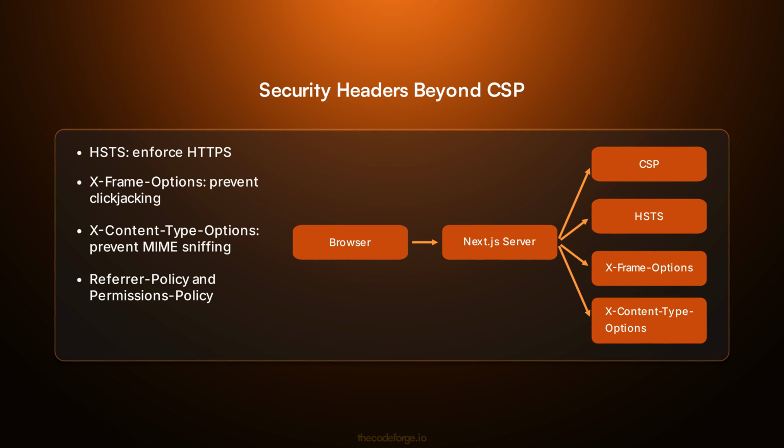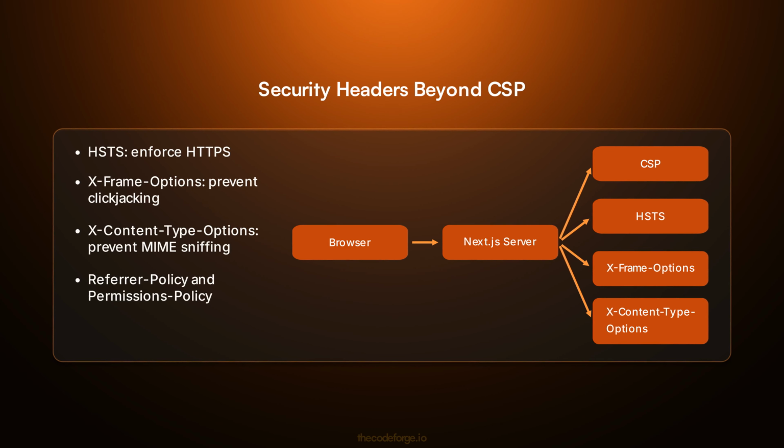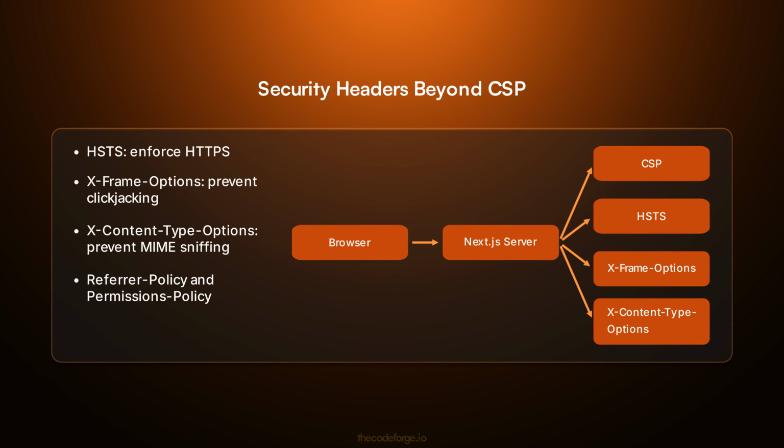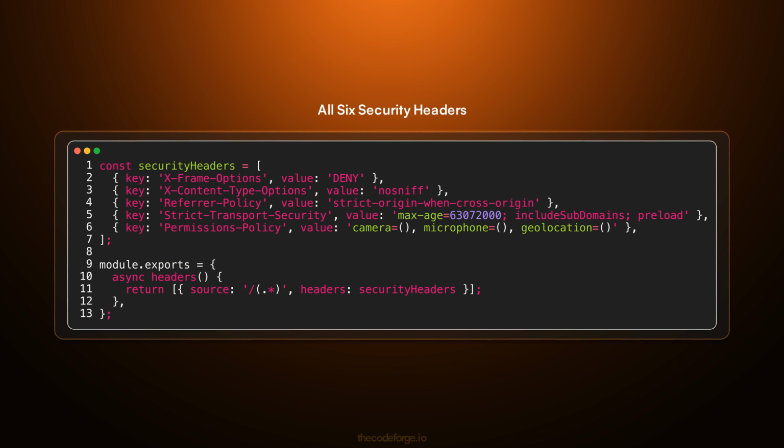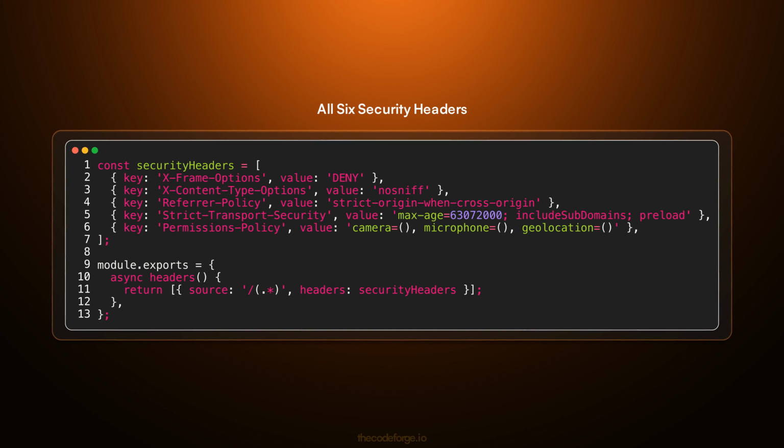CSP is the most important security header, but it should not be the only one. A complete suite includes strict transport security, X-frame options, X-content type options, referrer policy, and permissions policy. These headers together provide defense in depth. Add these 6 security headers in next.config.js using the async headers function. This ensures they are applied to all routes and are version controlled.